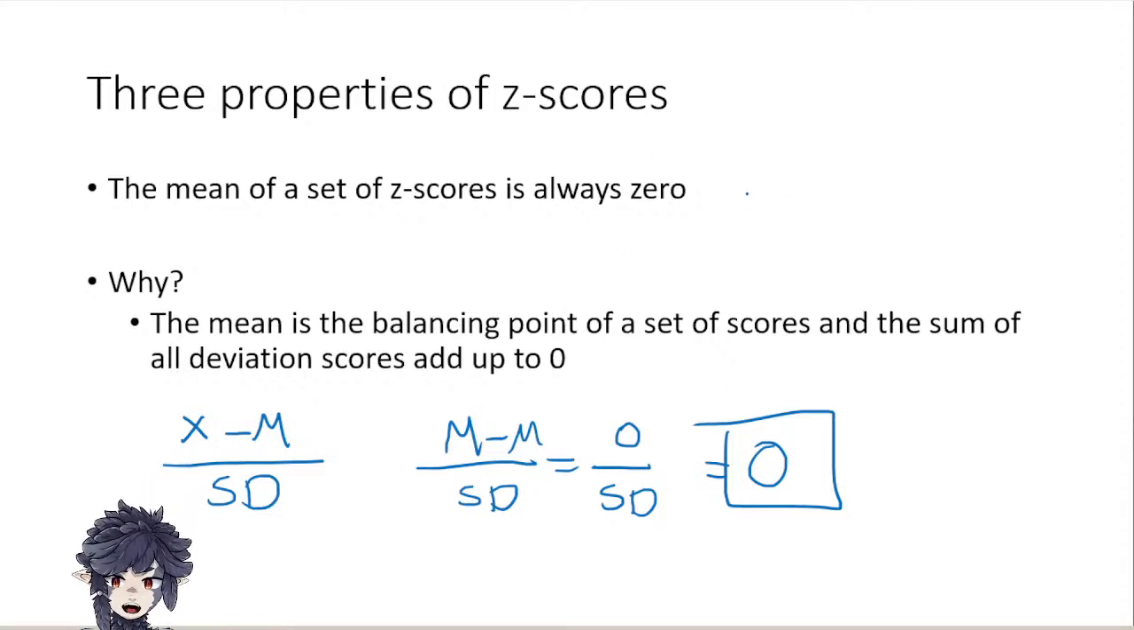Remember, z-scores are a measure of distance. How far are you away from the mean? If you're at the mean, you are 0 distance away from the mean. So the mean of a set of z-scores is 0, because that's how far away you are from the mean on average. If you're the mean, you're 0 away from the mean. You are at exactly the mean. The mean of a set of z-scores will always be 0 for all of these reasons.